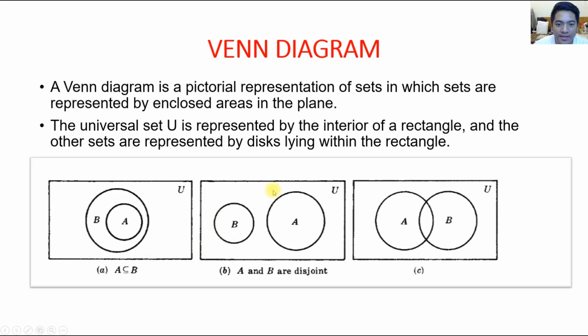And in the second figure, we have set A and set B. The sets A and B don't have any intersection, any relation. If they do not intersect, we call them disjoint. A and B are disjoint.